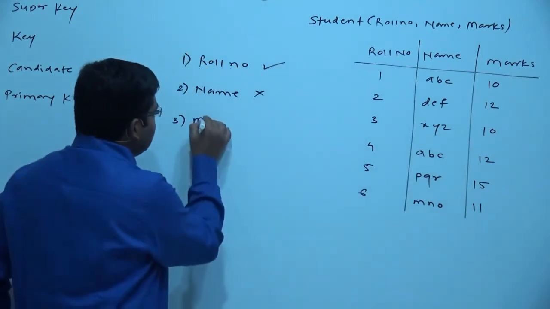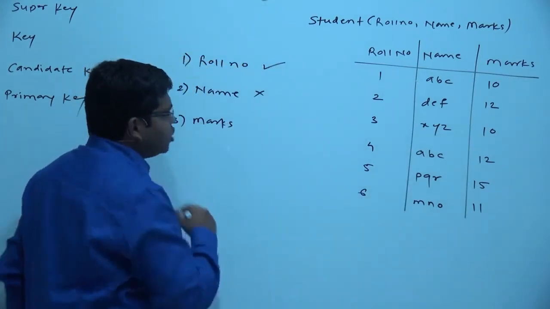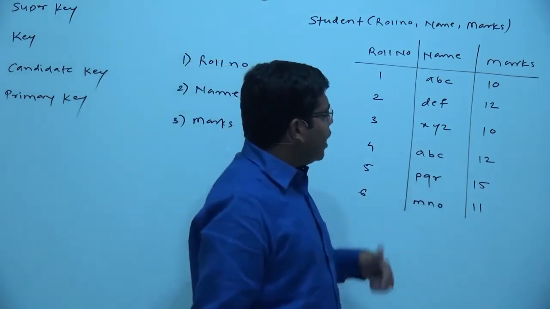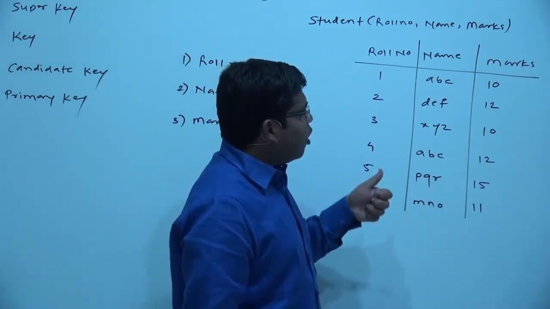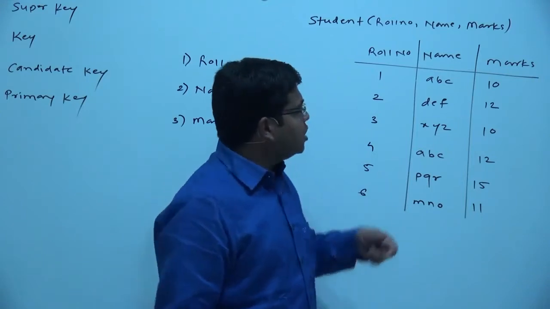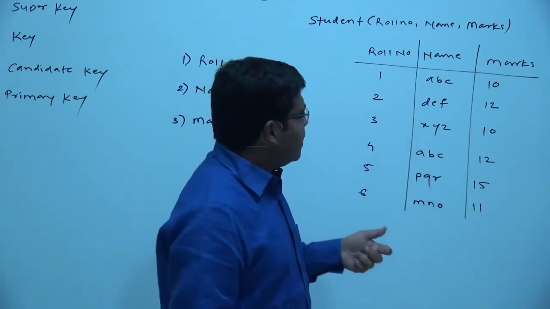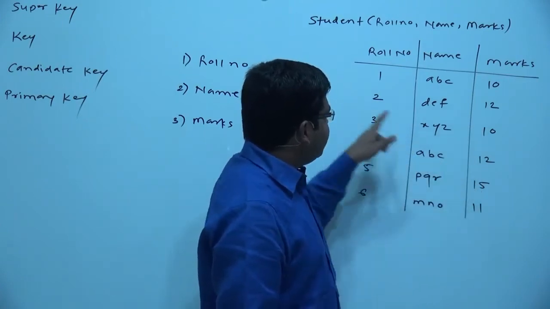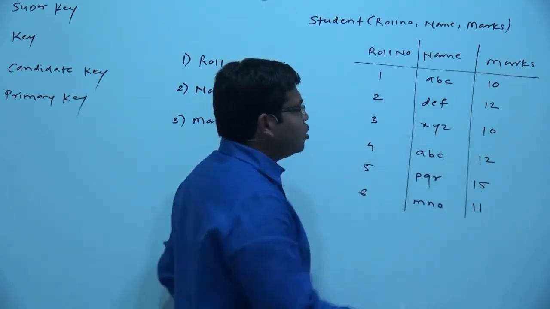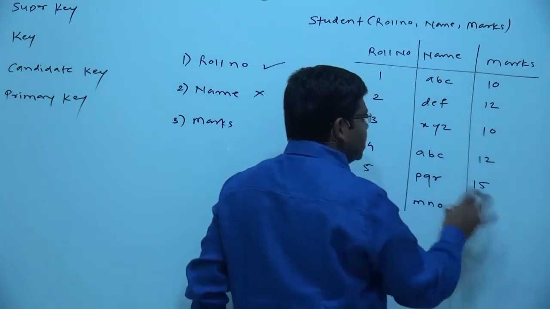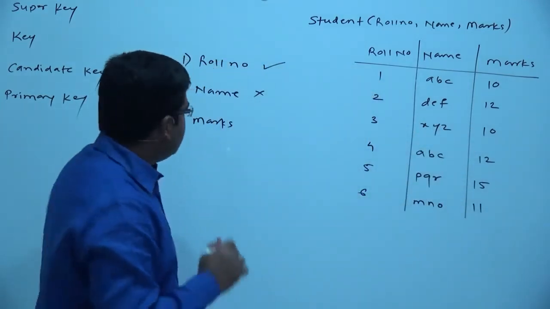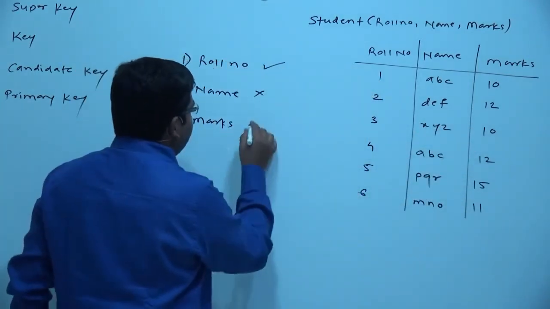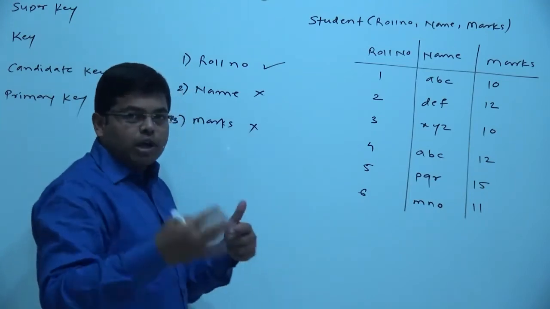Then let us consider marks alone. Again the same reason, if I ask you what is the name of the student who has got 10 marks, we cannot identify the student. Similarly, what is the roll number of the student with 12 marks, again we cannot uniquely identify the student. So simply on the basis of marks, students cannot be identified uniquely, and that is why marks cannot be called a key. Marks alone cannot be called a key.